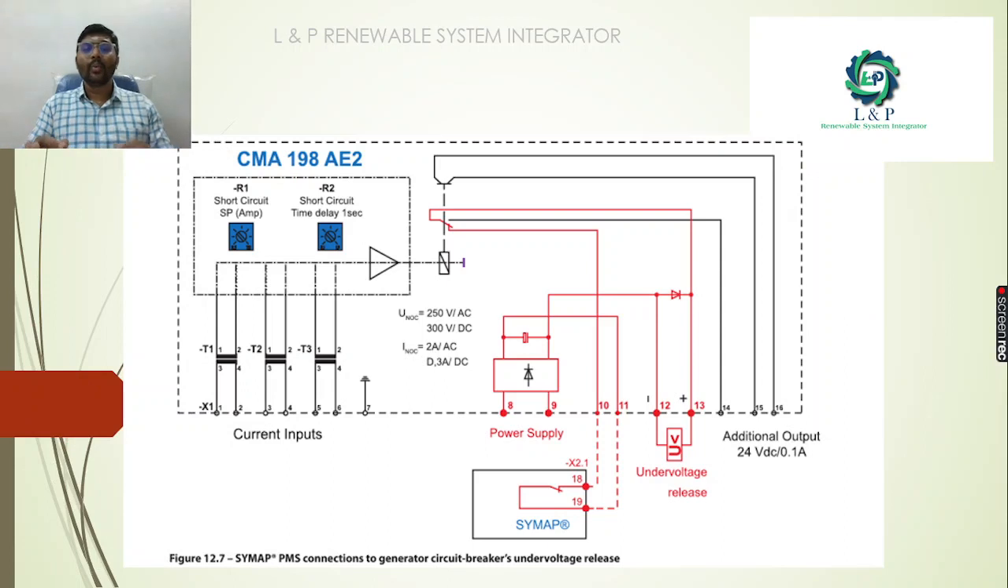So this is how we need to make a connection to the generator. Especially for undervoltage release protection, this is how we need to make the wiring connection. See here, we are connecting our undervoltage release circuit.